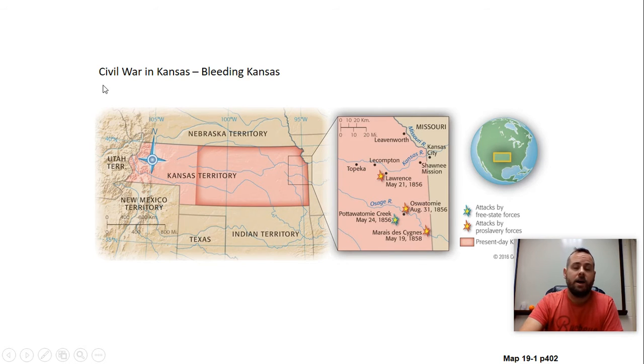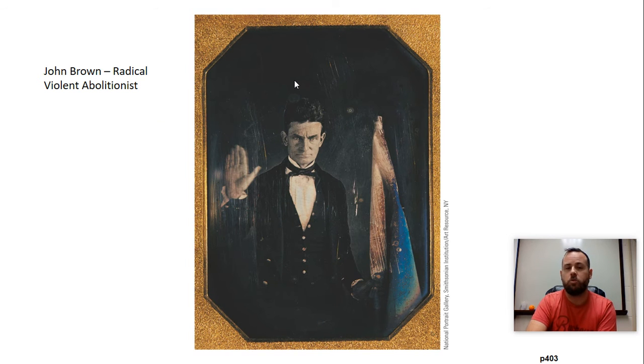Either way, people don't trust the elections, they don't trust the vote, and civil war breaks out in Kansas in the 1850s, well before the actual Civil War in 1861. The fighting that ensues is referred to as Bleeding Kansas because property is destroyed, lives are lost, there's radical violence. This guy, John Brown, he is a radical, violent abolitionist. He's on the anti-slavery side.